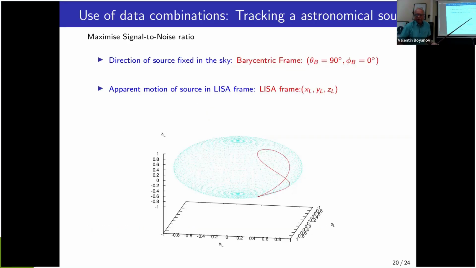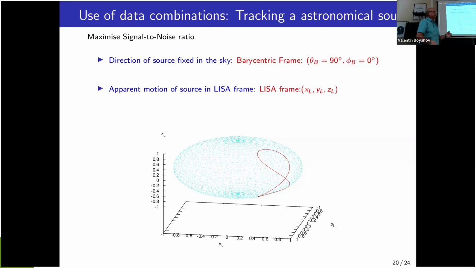One thing you can do, like in radio astronomy, is use these combinations to get the highest signal to noise ratio for a particular source. If you have a source fixed in the sky, say on the equator, you take theta equal to 90 degrees and phi equal to 0, say on the longitude. Then by changing the combination, you try to get the largest signal to noise ratio. You keep on changing the combination because LISA is changing.